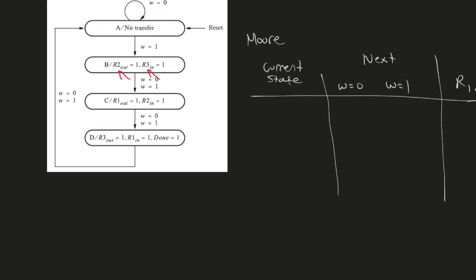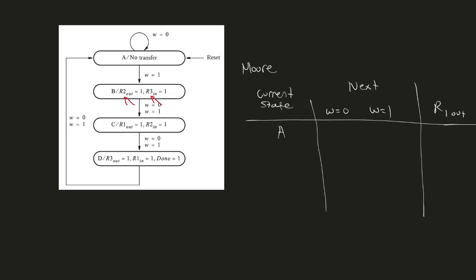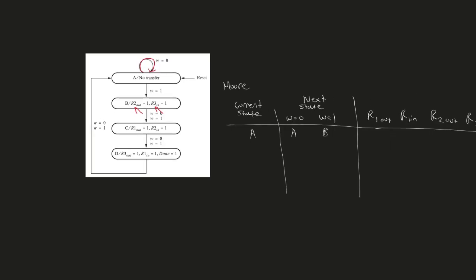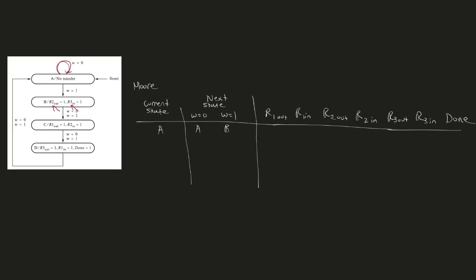Okay, so let's start off at state A. When we are at state A, when W is equal to 0, we see we loop back into A, so we'll put A here. When W is 1, we go to state B. When we were at A, what were our outputs? Well, there's something called no transfer, so that pretty much means no outputs. So we'll just put 0 for all of these.